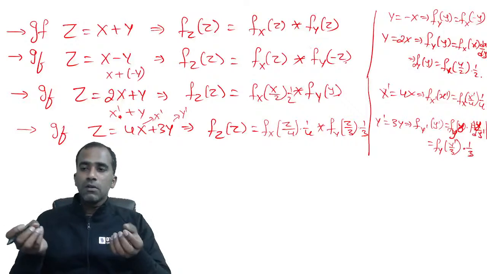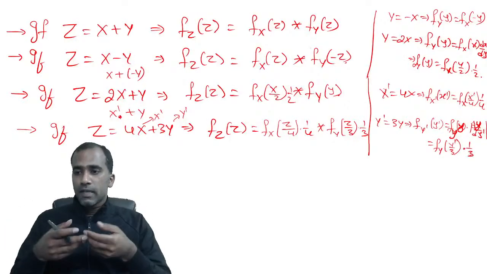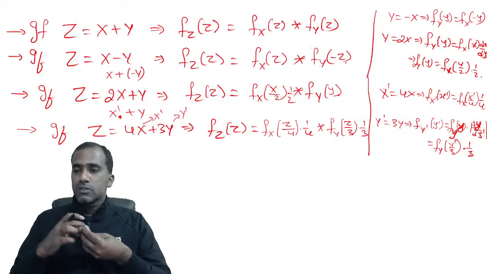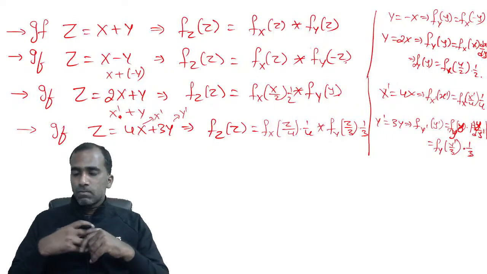Mostly they will involve only rectangle kind of signals or maximum triangle kind of signals. Triangle also involved means convolution will become difficult. So mostly they'll involve rectangles or simpler PDFs, so that convolution becomes easy.